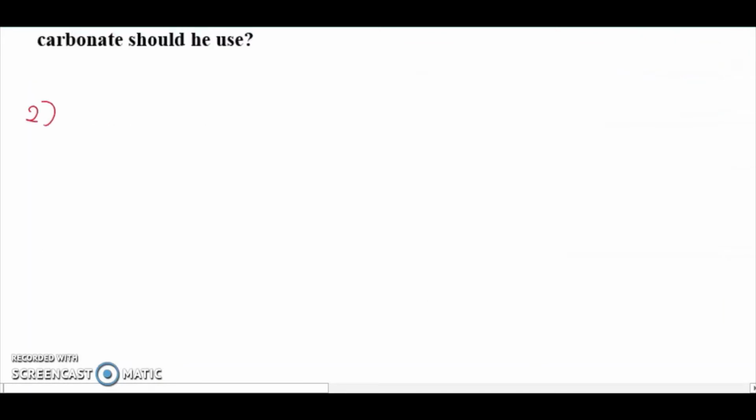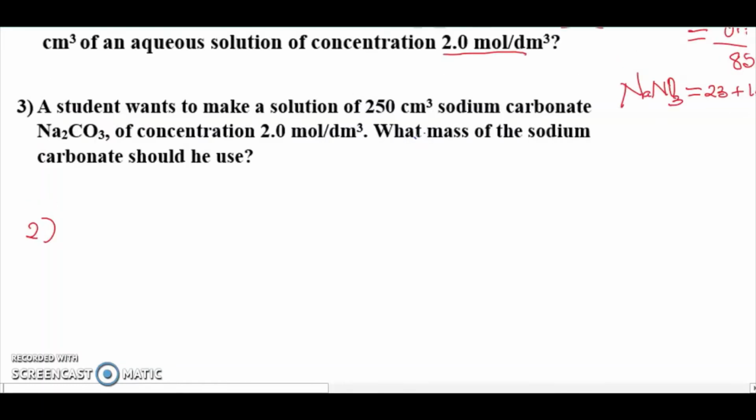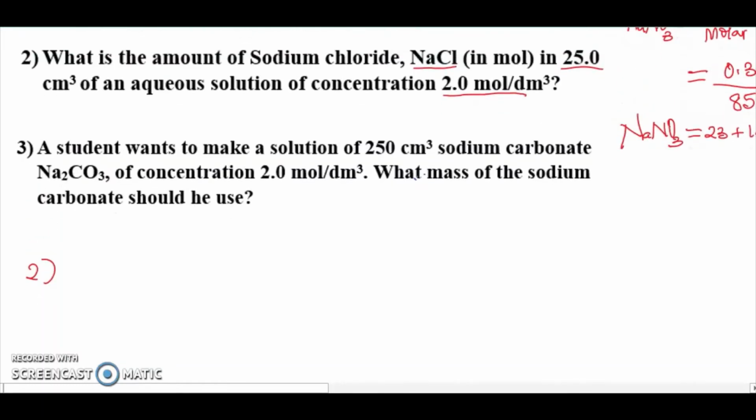Let's see. So we are looking at example 2. Now the first thing we should do is to convert the volume to dm cube. Remember, the volume here is 25.0. So volume is equal to 25 divided by 1000. We are converting it to dm cube, and that gives us 0.025 dm cube. That is the volume.